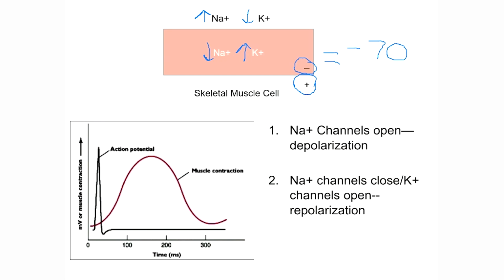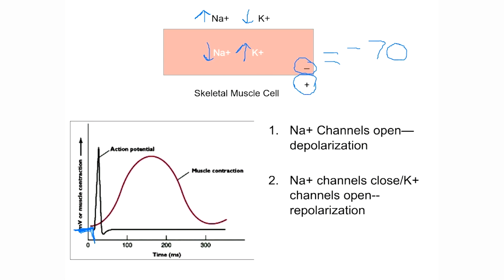So if you were to look at this graph here, negative 70 millivolts is about right here. That's our resting membrane potential. And an action potential occurs when the membrane potential, or the difference in charge on the 2 sides of the membrane, changes. So right here is where we've got an action potential developing.